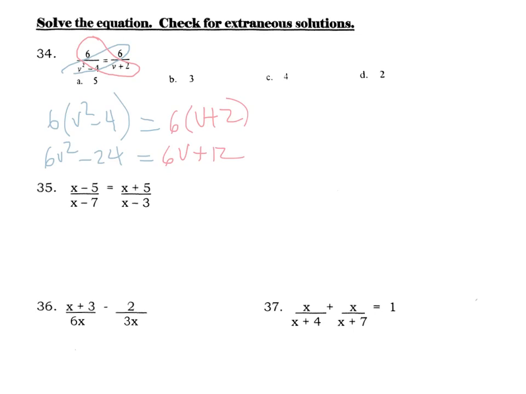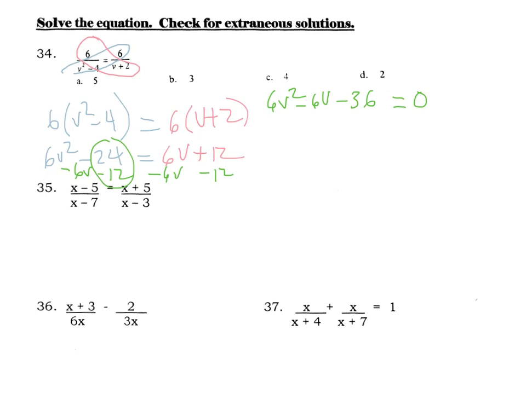And so our best strategy to solve this is going to be to get everything to one side equal to 0. That's kind of my go-to with quadratics. So I'm going to be minusing 6v from both sides, and I'm going to be minusing 12 from both sides. So that'll get everything off of the right side, and it will end up equaling 0. I'll have still 6v squared on the left, and minus 6v. And then when I combine the minus 24 and minus 12, I'll have minus 36.